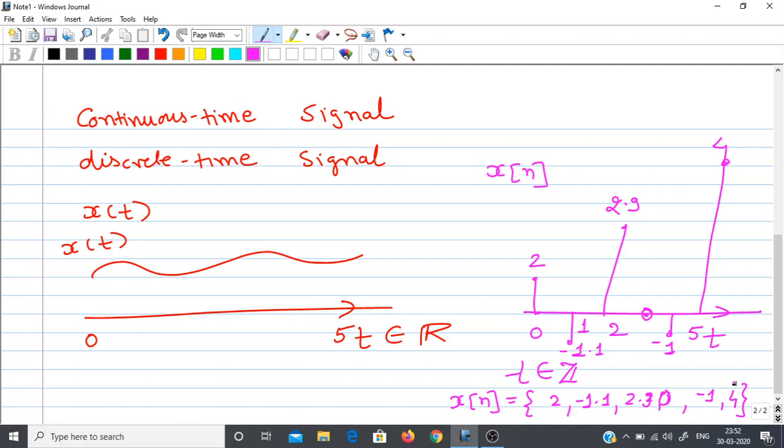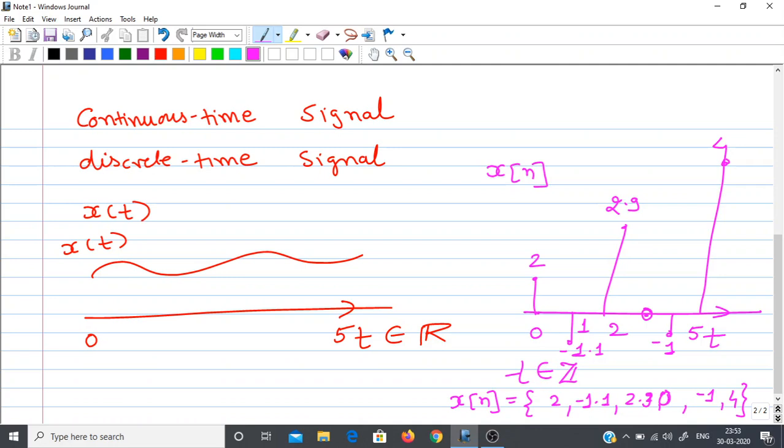So a discrete time signal is a sequence of numbers, whereas a continuous time signal is a function of time, a continuous time function. There I am not putting any restriction on amplitude. X could be discrete or it could be continuous. Similarly, here also x could be discrete or x could be continuous. So now we have two different classes of signals. One class is called continuous time signal and the other class is called discrete time signal.